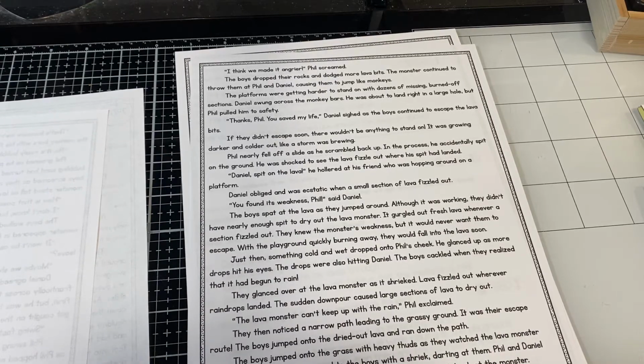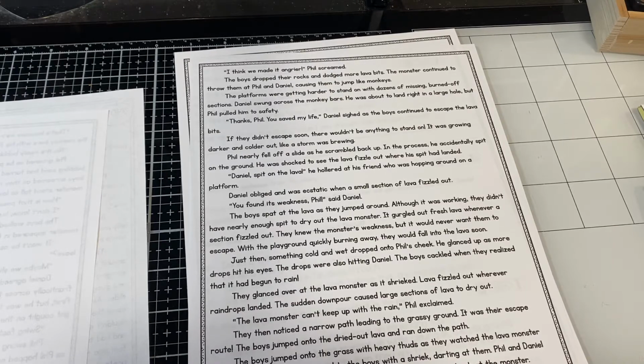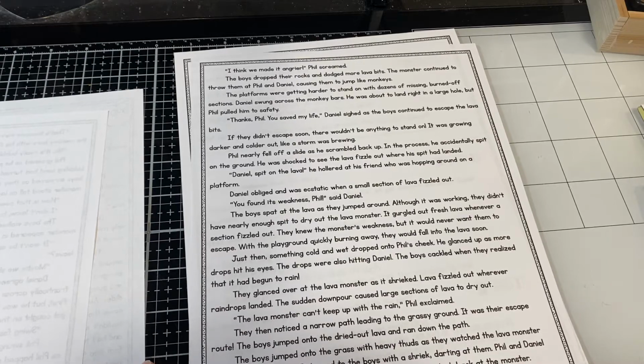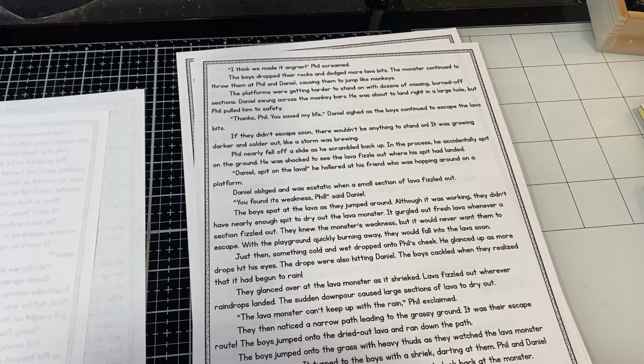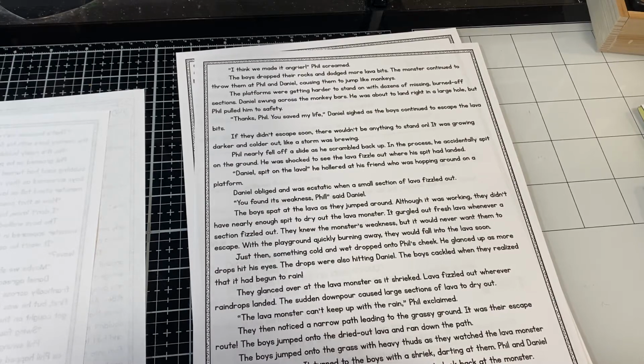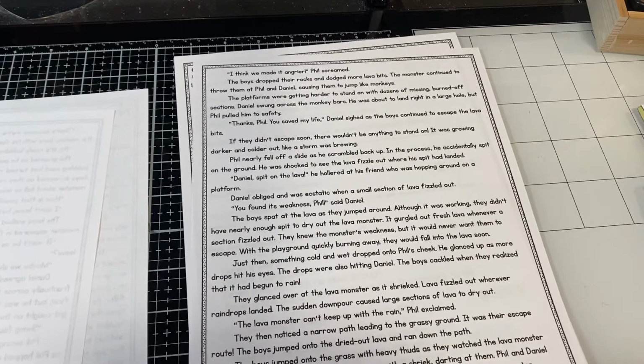Just then, something cold and wet dropped onto Phil's cheek. He glanced up as more drops hit his eyes. The drops were also hitting Daniel. The boys cackled when they realized that it had begun to rain. They glanced over at the lava monster as it shrieked. Lava fizzled out wherever raindrops landed. The sudden downpour caused large sections of lava to dry out.